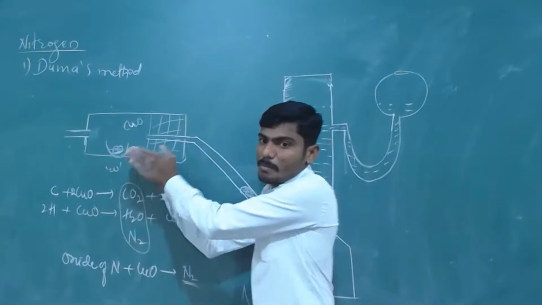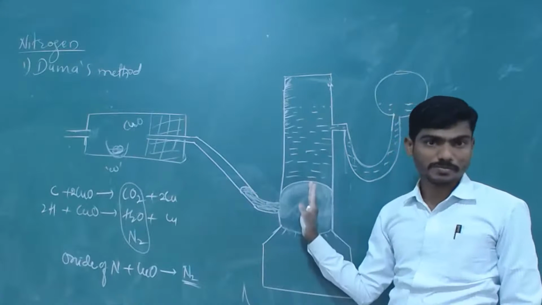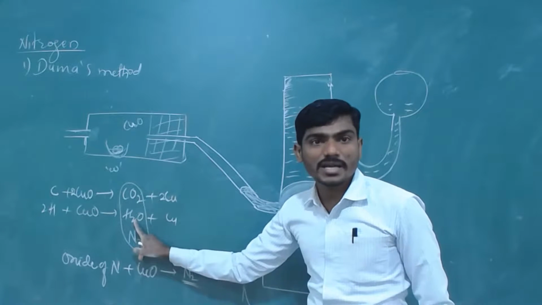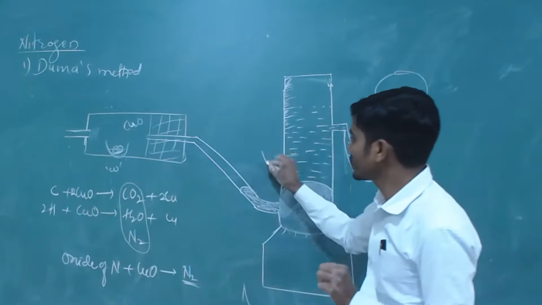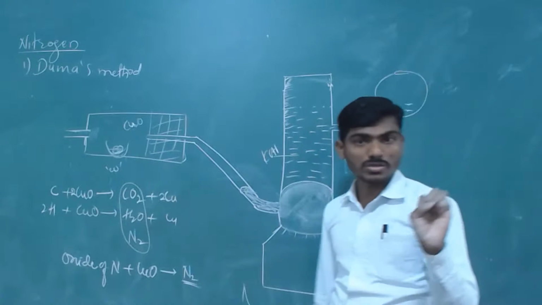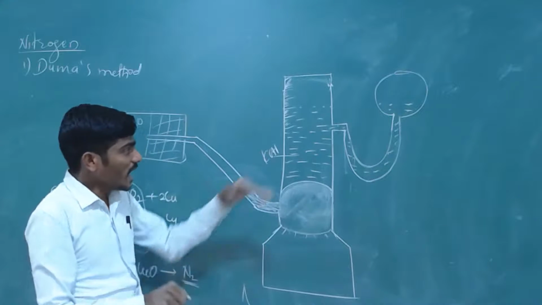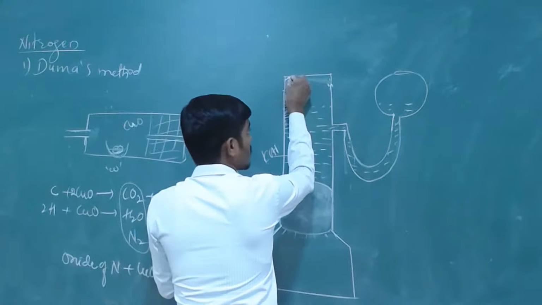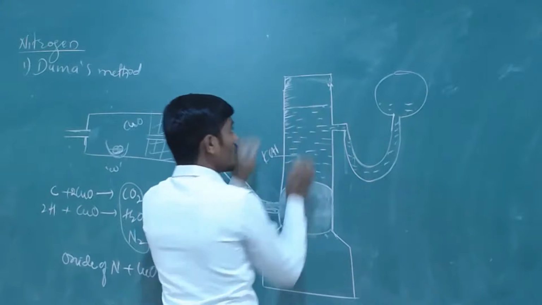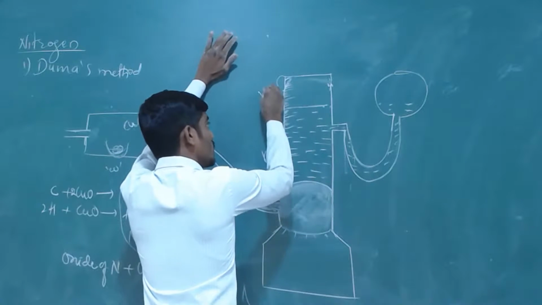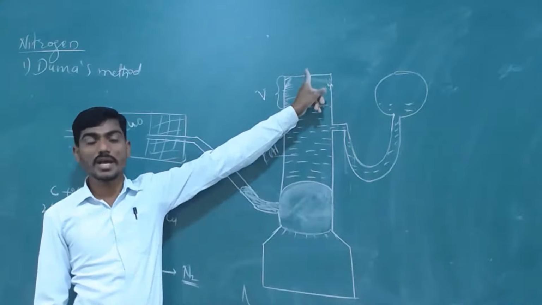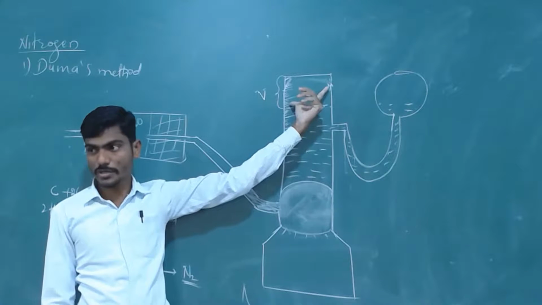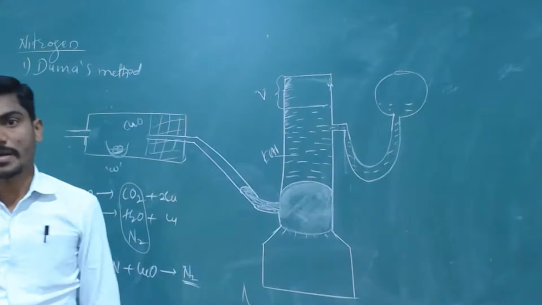And these gases are made to pass through a Schiff's nitrometer. When passed through the Schiff's nitrometer, water and carbon dioxide are absorbed by the KOH solution. The remaining gas, that is N2, which does not react with the KOH solution, is collected in the Schiff's nitrometer. So how much nitrogen gas is collected is measured. The volume of nitrogen gas produced during this reaction is measured by using the Schiff's nitrometer. So this is the experimental apparatus.